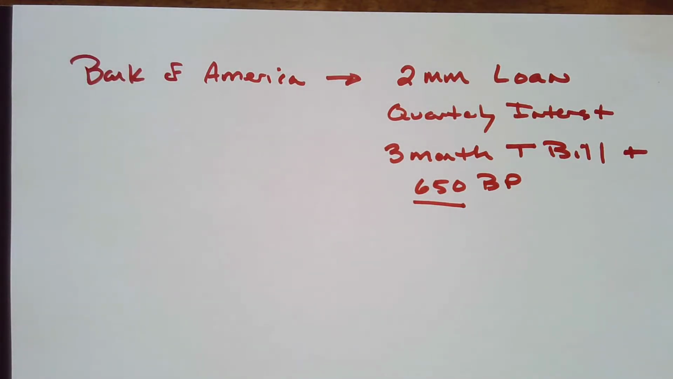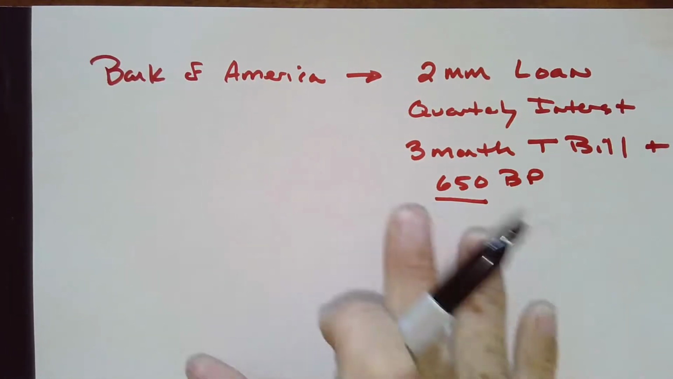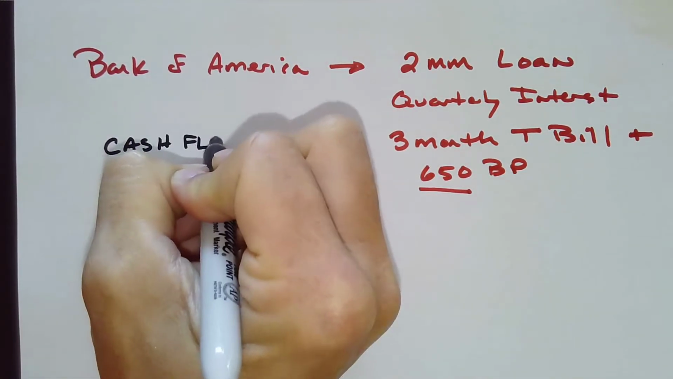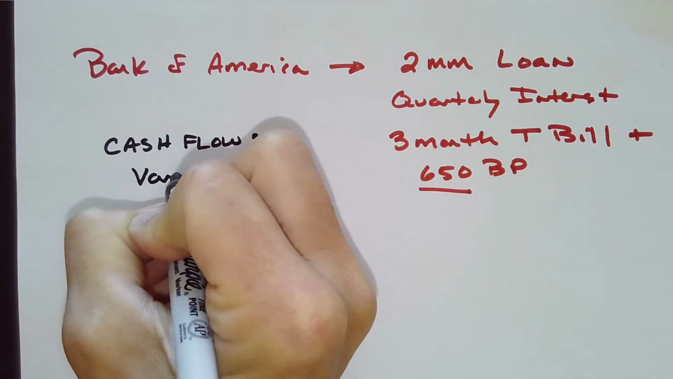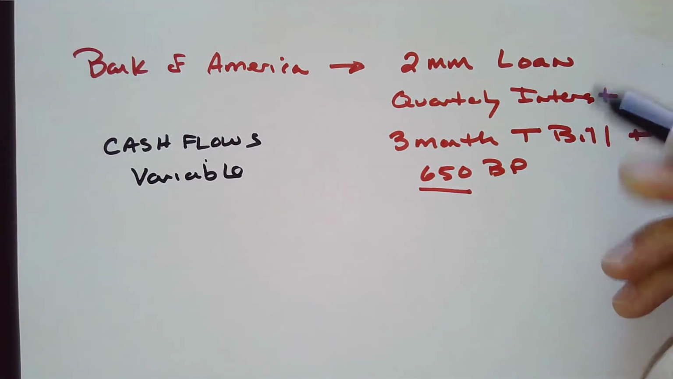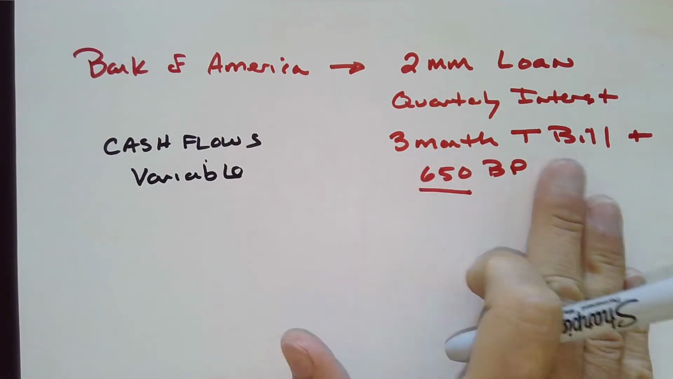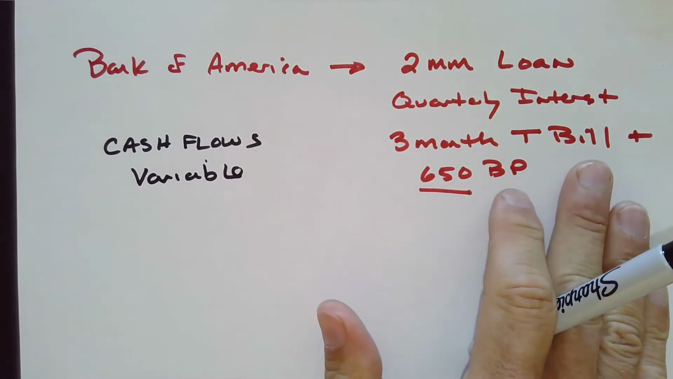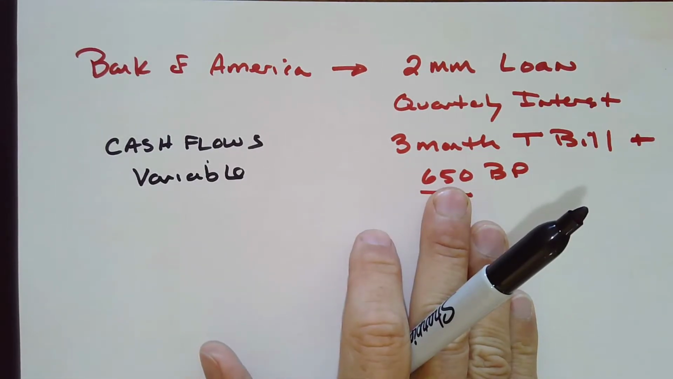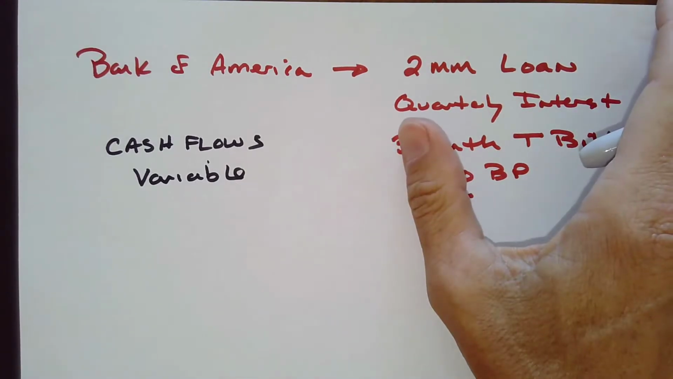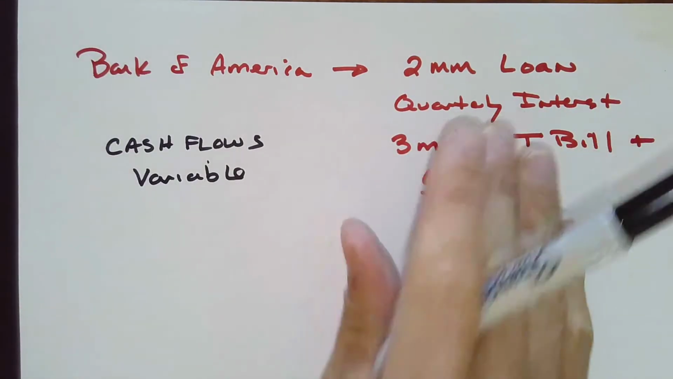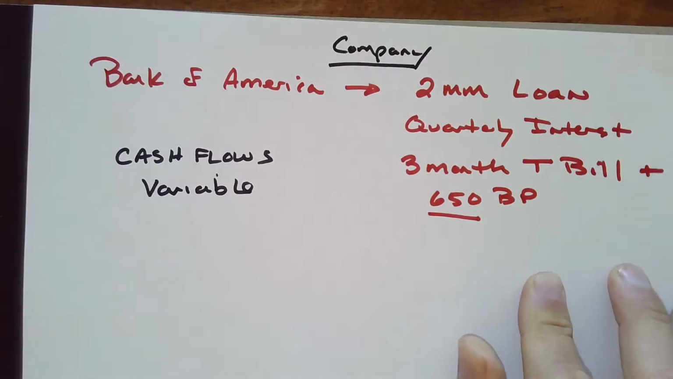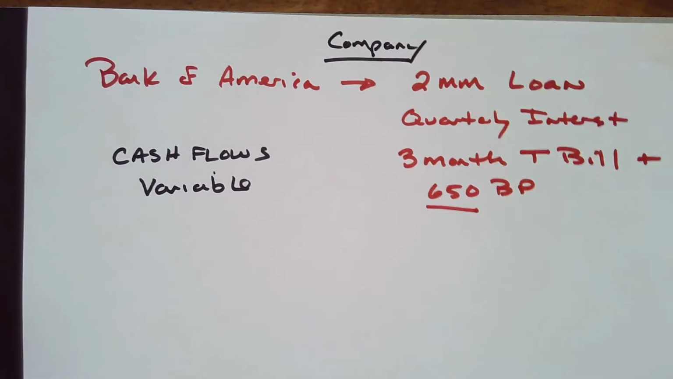So what we have here is a variable rate note. When we think about the cash flows before we put on a derivative, the cash flows for this transaction are variable. Every quarter, this is going to change, right? That 3-month T-bill rate is going to change. Could go up, could go down. And in the low interest rate environment that we currently have, we're fearful that the 3-month T-bill rate is going to go up. So the company that just took out the loan with Bank of America is concerned about the cash flow variability.